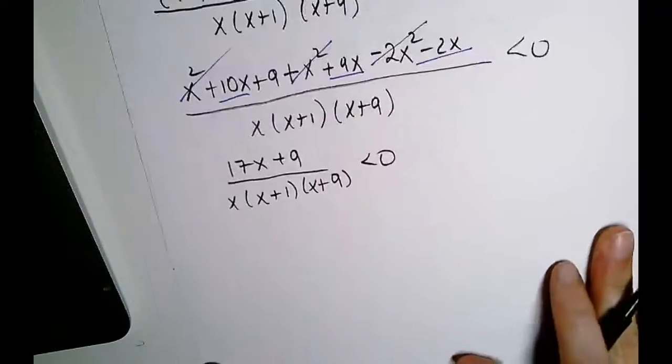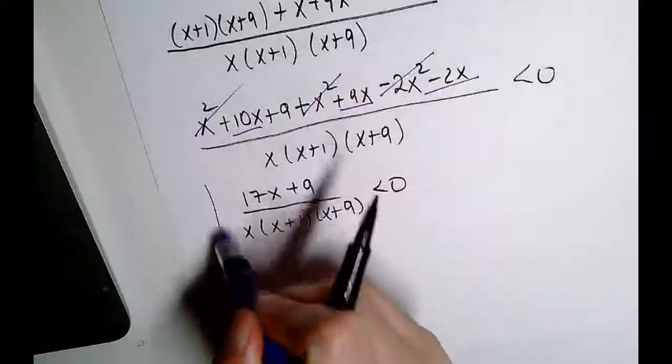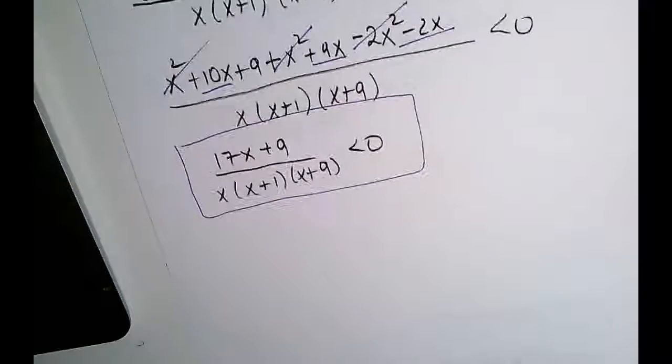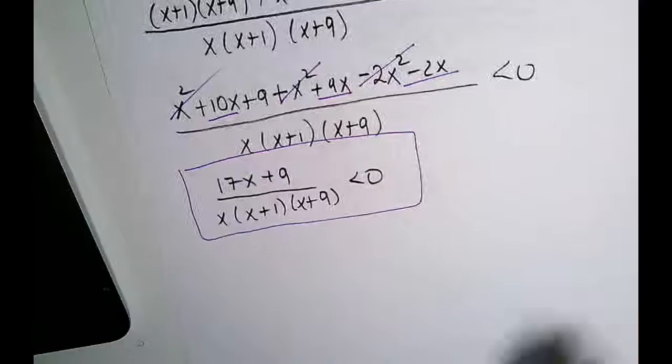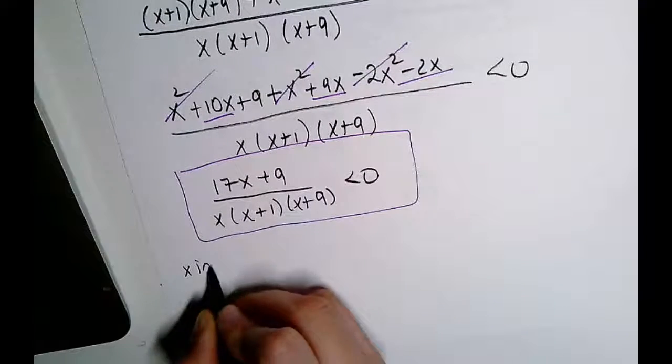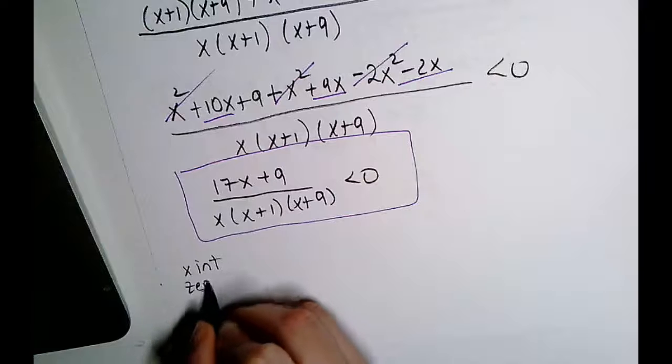So now our task is to solve this rational inequality. So one more time, I'm going to put the x-intercepts in here and the zeros of the denominator.